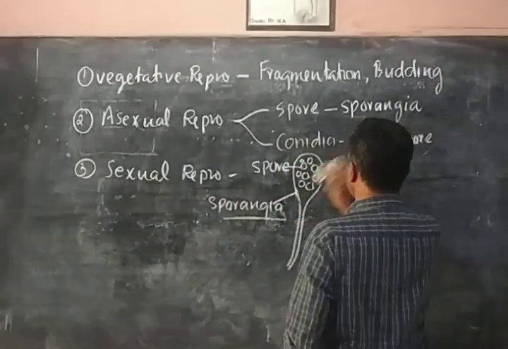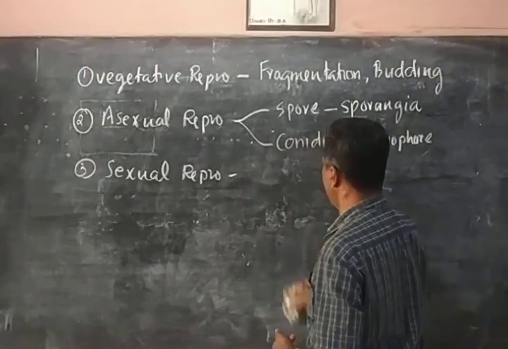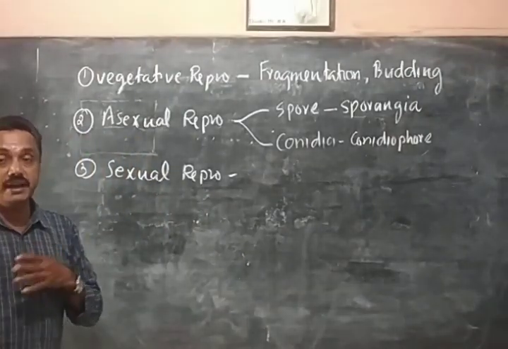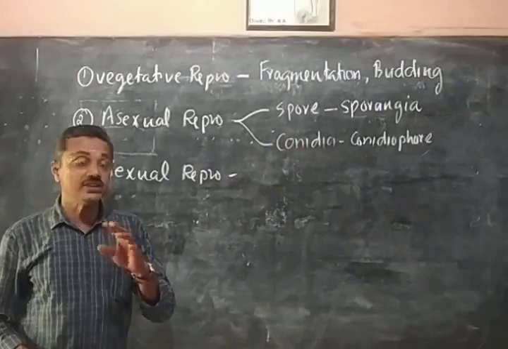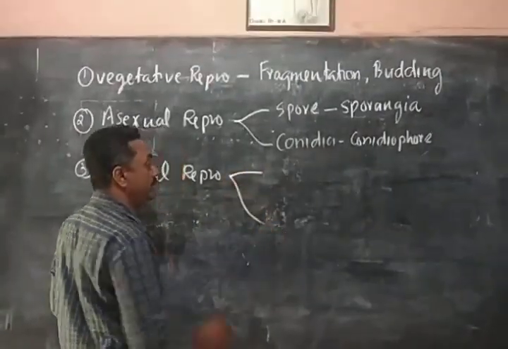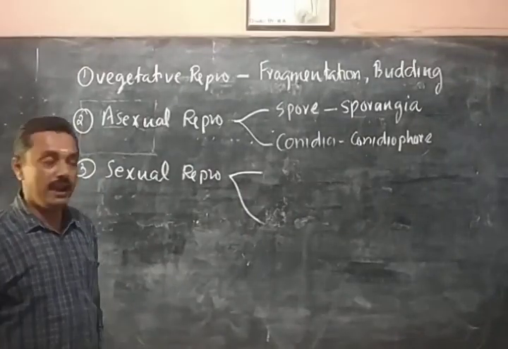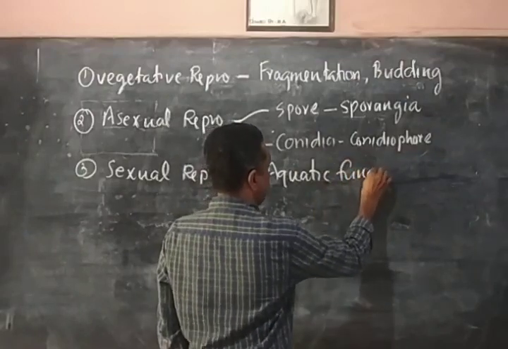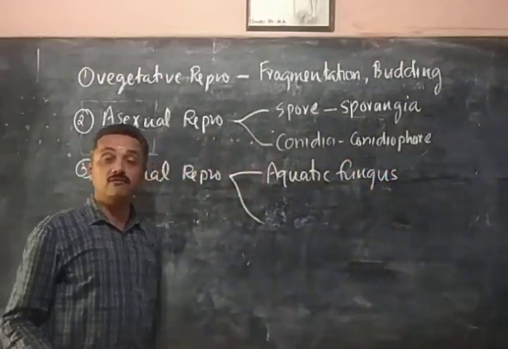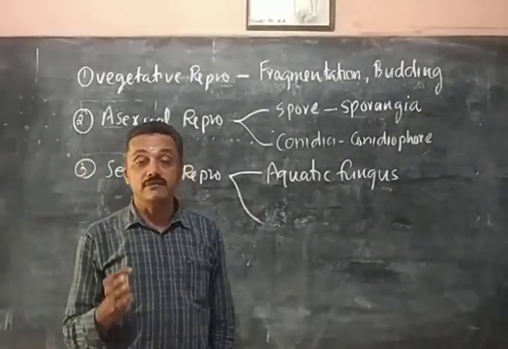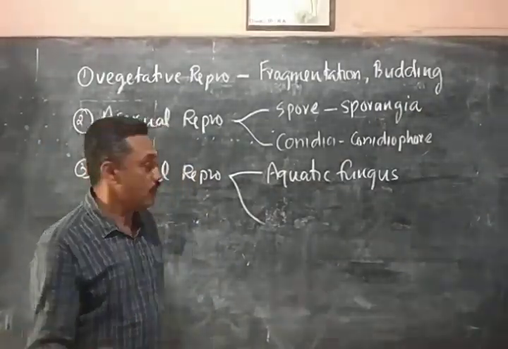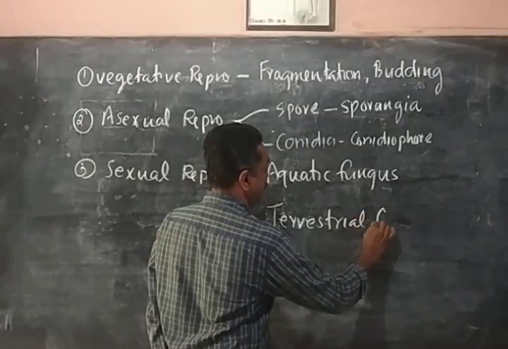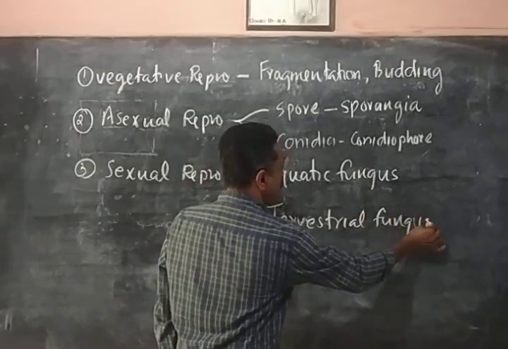Then, the third type of method: when conditions become unfavorable, the fungus reproduces by the sexual method. There is the formation of gamete and zygote. Sexual reproduction takes place in two ways. First, aquatic fungus, meaning fungus living in water. Many fungus live in water. Fungus living in water are called aquatic fungus. Fungus living on land are called terrestrial fungus.